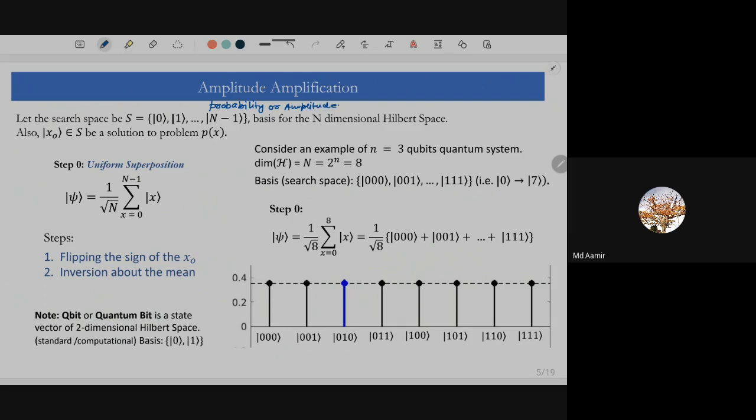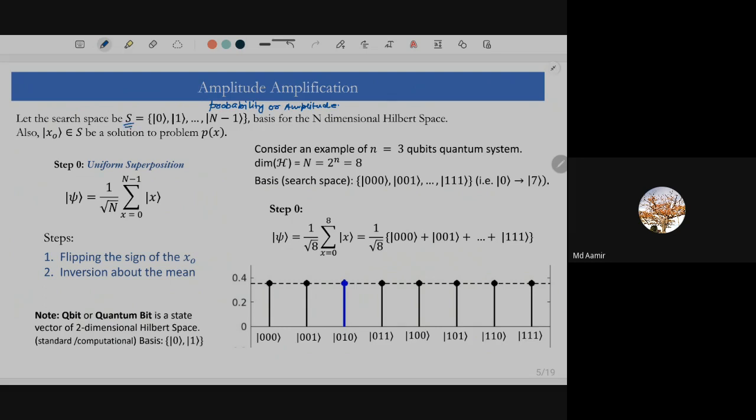So this is the main fundamental thing which is involved in Grover's algorithm. The whole Grover's algorithm basically relies on this amplitude amplification, or probability amplification, concept. So let's understand this. What is this amplitude amplification?